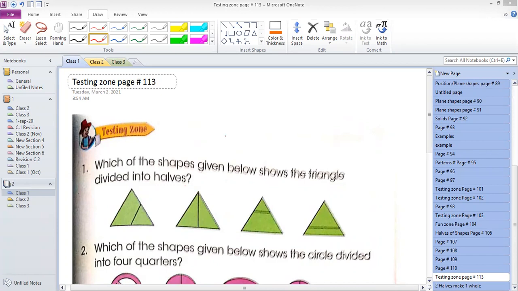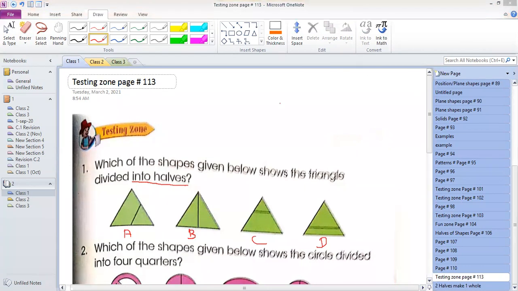That's very good. Now I'm going to read the question. Question number one, on page number 113. Which of the shapes given below shows the triangle divided into two halves? This is very important, guys. You have some triangle here. Let's suppose I say this is A, this is B, C, and D. You have to identify which triangle is divided into two halves.